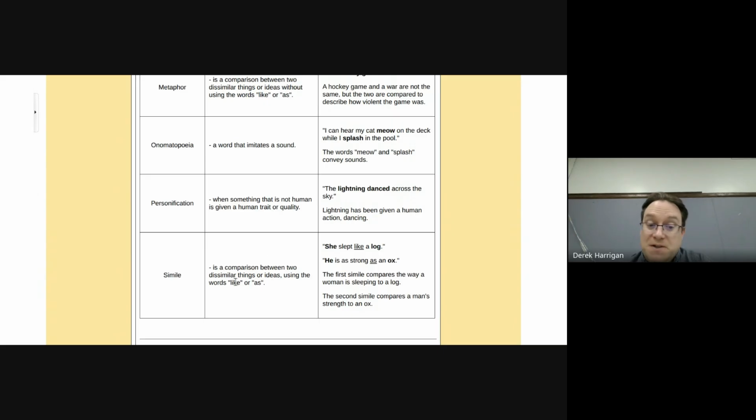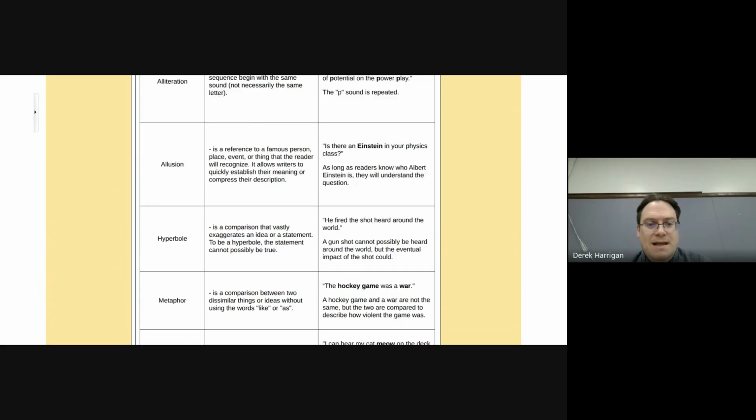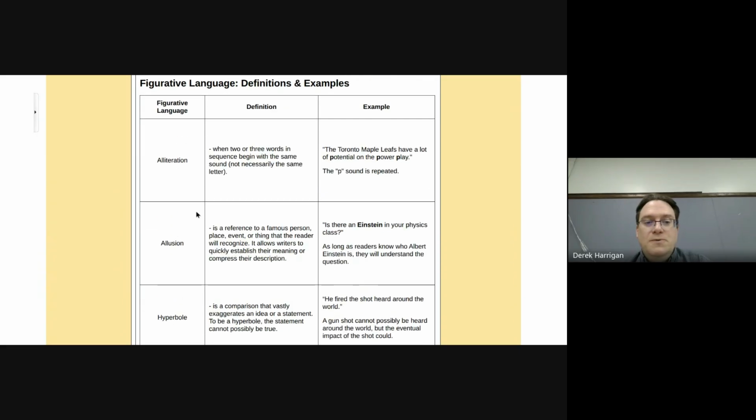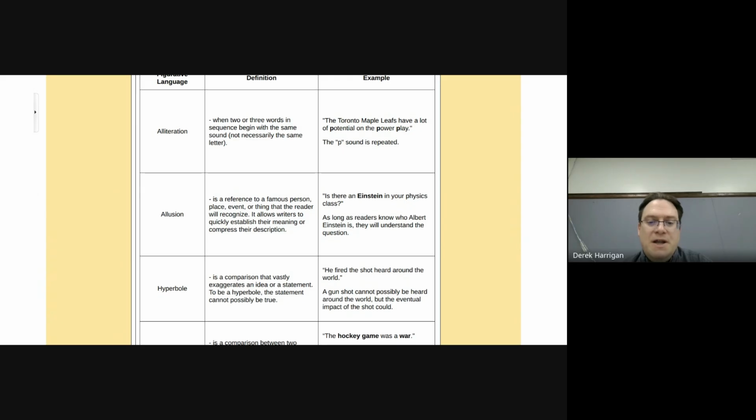Well, a simile is a very simple example of figurative language. There are other, maybe more complex ones, like personification, onomatopoeia, metaphor. Metaphor is probably the most famous and the most common use of figurative language. Hyperbole, allusion, alliteration. And all of these examples or types of figurative language appear in The Great Gatsby. F. Scott Fitzgerald really likes to use figurative language.